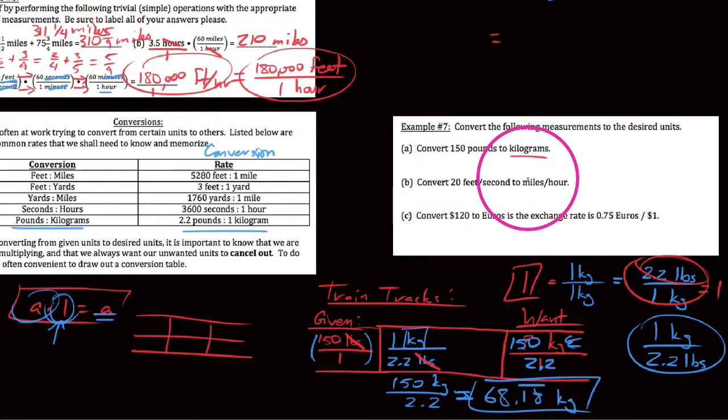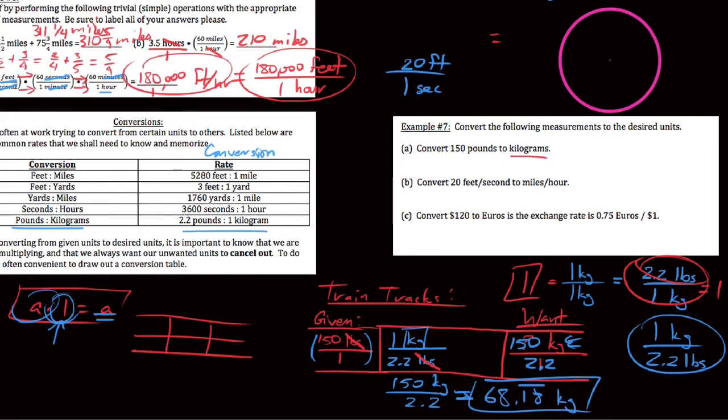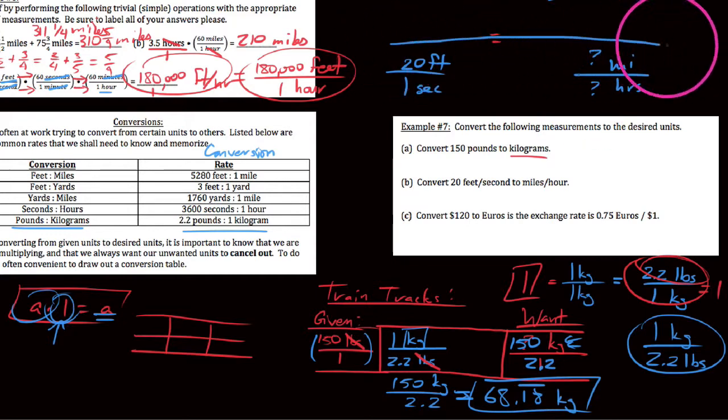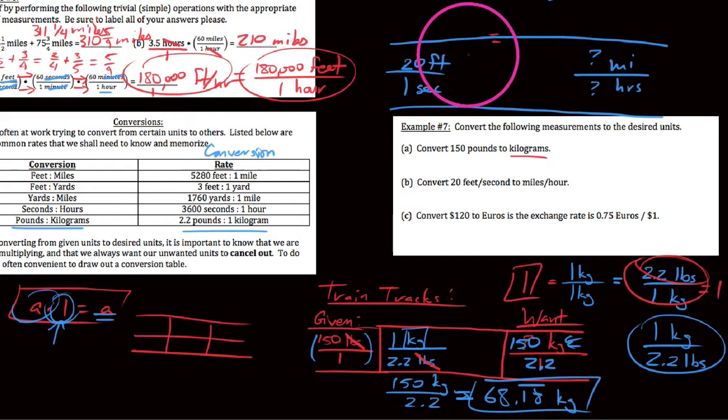We say convert 20 feet per second to miles per hour. We're going to do this quicker this time. We say train tracks. We say I'm given 20 feet 1 second. We say, well, what do I want to get? I want to get miles over hours. Okay, and we don't know what these are yet, but we know train tracks. Let's get our train tracks rocking here all the way across.